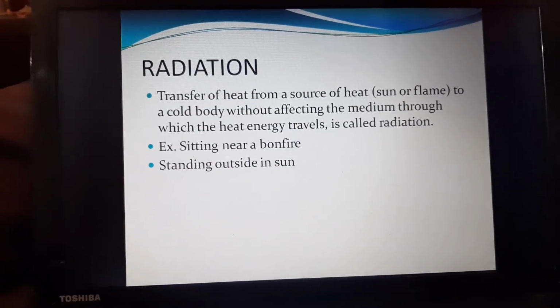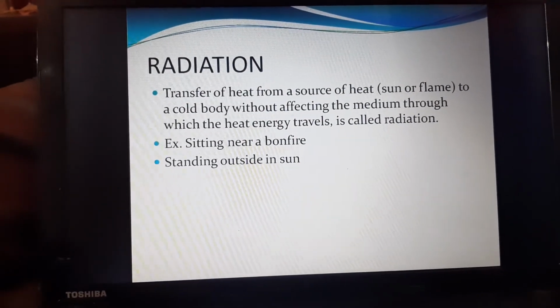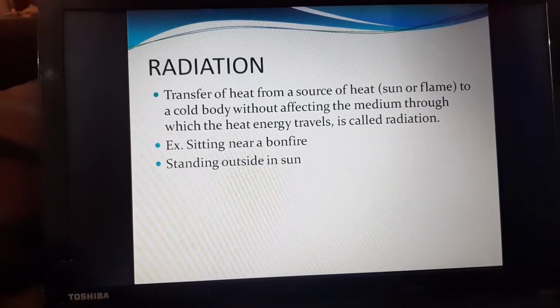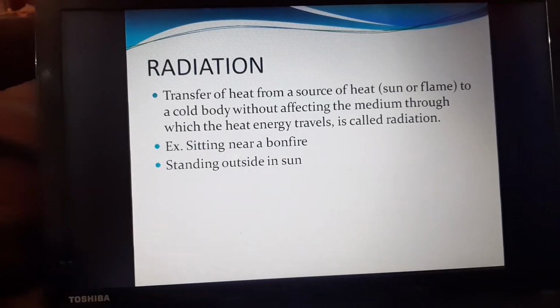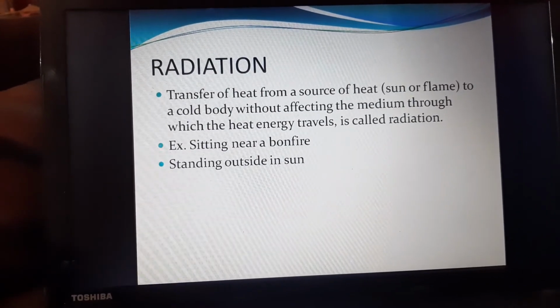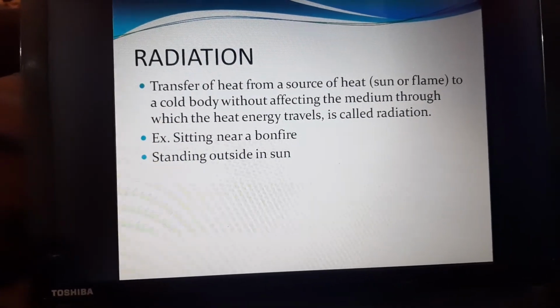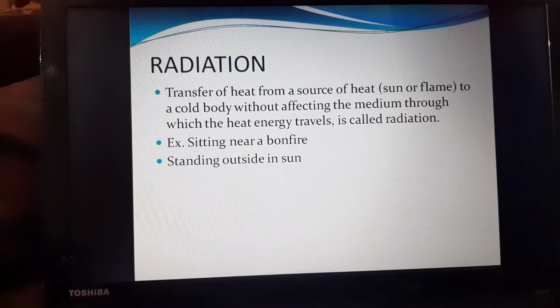Some more terms used in this chapter are conductors and insulators. Conductors are those which allow the heat energy to pass through them. For example, metals. Insulators are those substances which do not allow the heat energy to transfer through them.